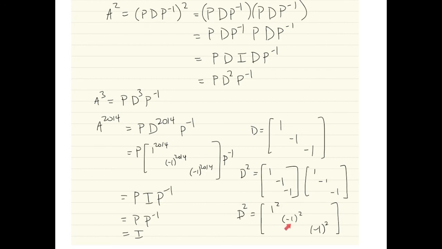Let's see what happens in this position, row 2, column 2. So we take row 2, column 2, and dot them. That's taking this entry and squaring it, and likewise for here. So that's the general pattern: when you multiply two diagonal matrices, their corresponding entries just multiply. So taking this diagonal matrix to the 2014th power is just raising each of these diagonal entries to the 2014th power, and you get the identity matrix, because -1 to an even power is 1. Then you get P times P inverse, which is the identity matrix. So A to the 2014 happens to be an identity matrix.